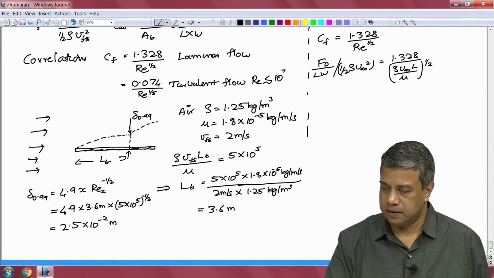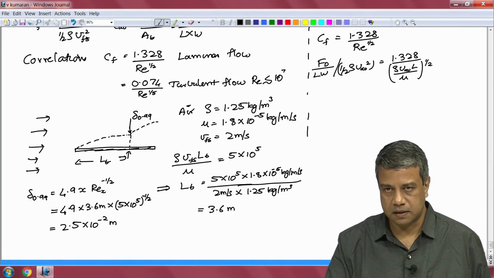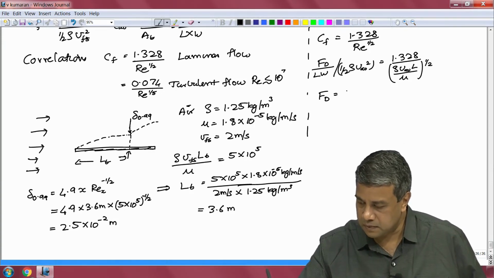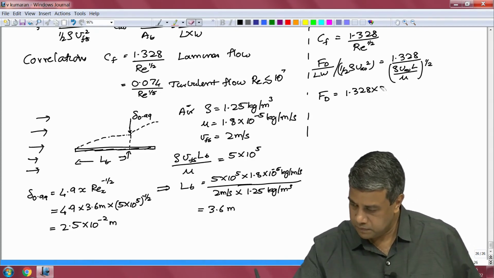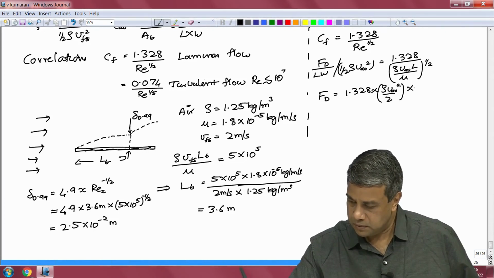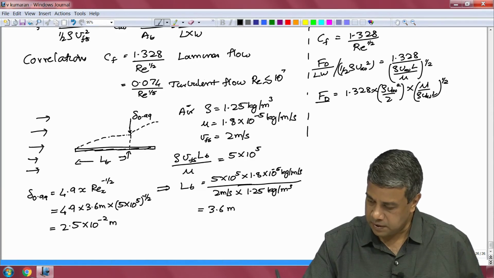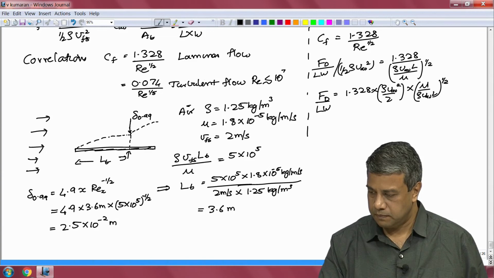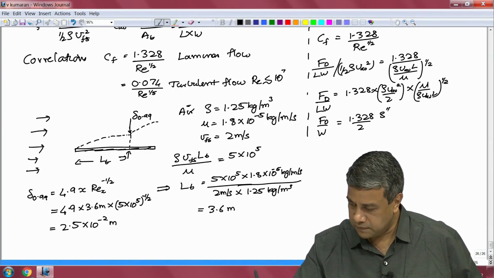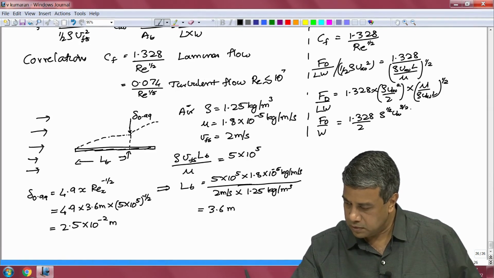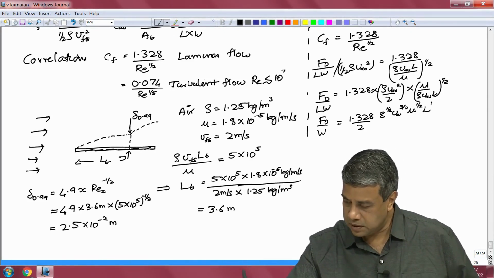And if you multiply throughout by the kinetic energy per unit volume and the length of the plate, then you get the drag force is equal to 1.328, into 1 by 2 into rho V average square, into mu by rho per half. This is Ft by Lw. So, you can easily see that Ft, the force per unit width, will be equal to 1.328 by 2 into rho per half V average per 3 by 2, into mu per half, into length per half.